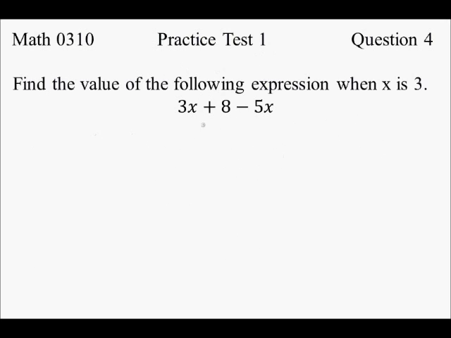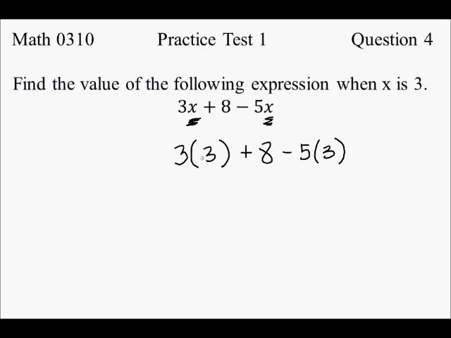Question 4, find the value of the following expression when x is 3. So for each place where we have x in this expression, we have an x there and we have an x there, we want to consider when x is 3. So we're going to go ahead and take the value of 3 and put it in where x is. So we have 3x would become 3 times 3 here, plus 8, nothing to plug in there. And then minus 5 times x becomes minus 5 times 3, since we're putting in 3 for x.